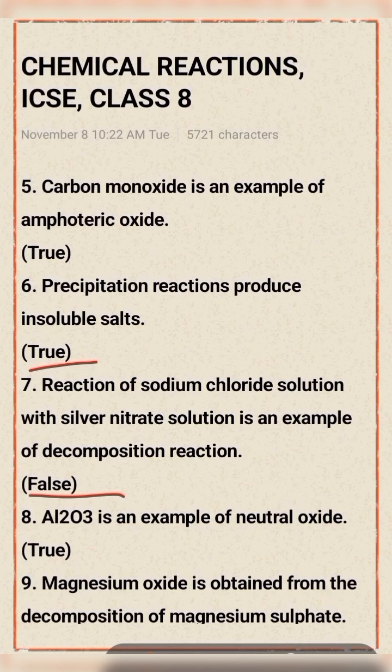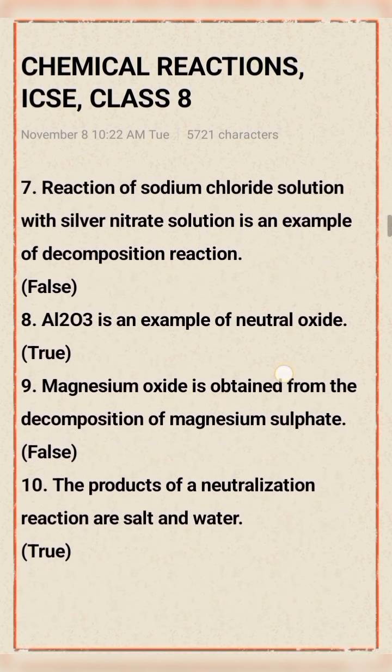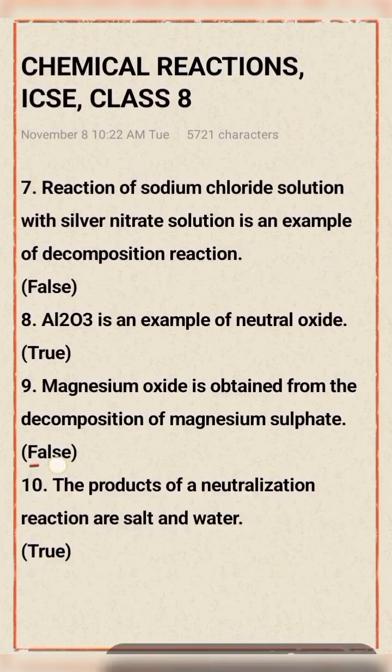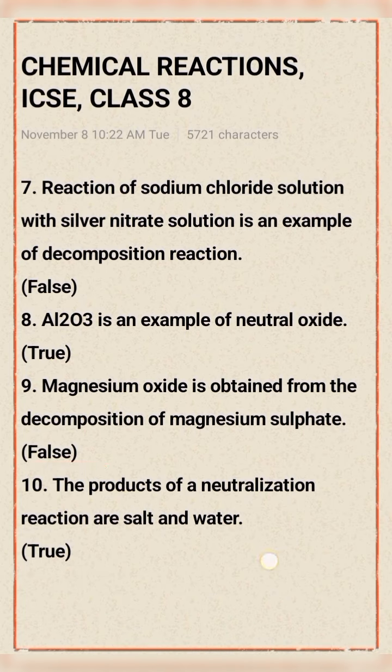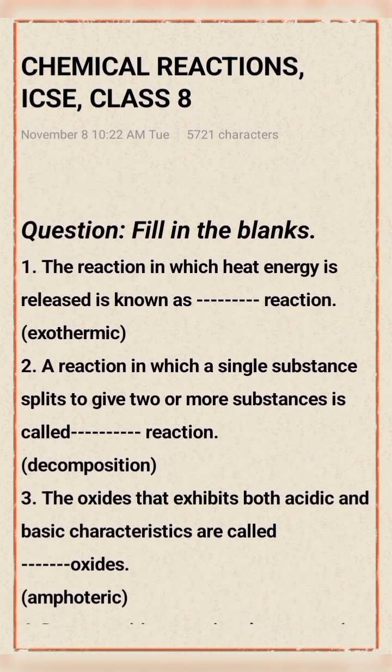Next question, aluminum oxide, that is Al2O3, is an example of neutral oxide. This statement is true. Next question, magnesium oxide is obtained from the decomposition of magnesium sulfate. This statement is true. Next question, the products of a neutralization reaction are salt and water. This statement is true. Okay, next question type, fill in the blanks.